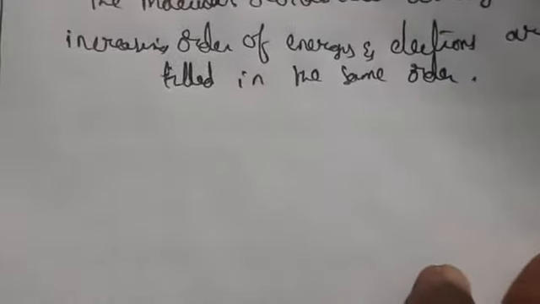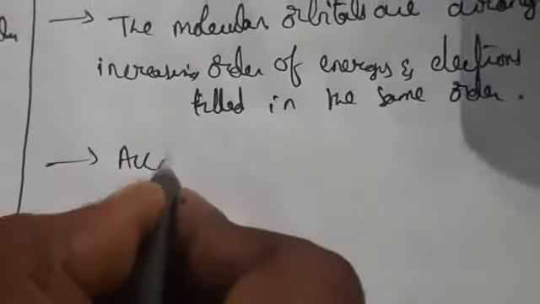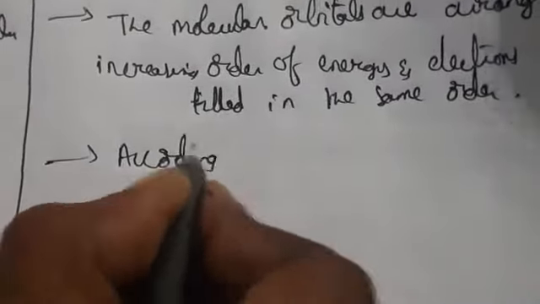And also, according to Hund's rule, we have to fill the molecular orbitals. What is Hund's rule? Hund's rule is nothing but after filling of electrons singly, only then do we start filling the next electrons. According to Hund's rule, the molecular orbitals are filled.